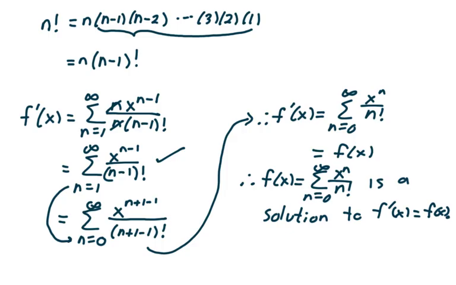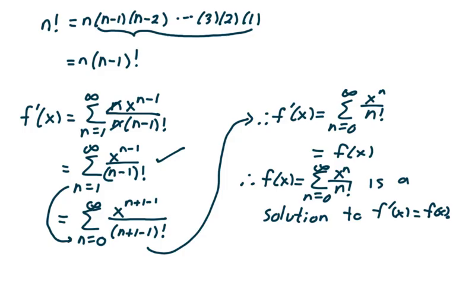But I want that lower limit to start at 0 instead of 1. So I'm going to rewrite this as the summation from n equals 0 to infinity of x to the n plus 1 minus 1 divided by n plus 1 minus 1 factorial. So what's happening is when you move the lower limit down 1, I need to replace the n with n plus 1 to counterbalance the move, essentially.